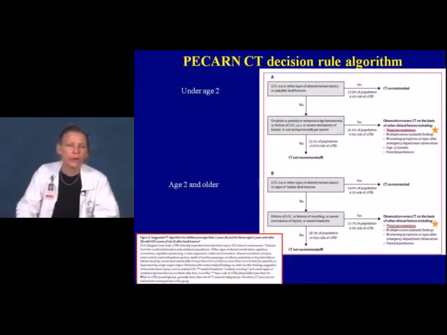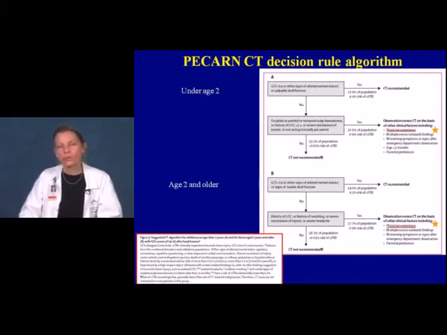This is an example of the PECARN CAT scan decision rule algorithm, which is the one that we use in our hospital. This is broken down into children under age 2 and children age 2 and over. The reason that it's broken down that way is that in young children, the best predictor, because the exam can be difficult or nonspecific, is whether or not there are focal impact signs, because skull fracture is a risk factor for intracranial hemorrhage. Interestingly, the algorithm tells you that you can get to CT scan not recommended, but when it gets to who needs a CAT scan, both the below and over 2 years of age say physician experience needs to be brought to bear.